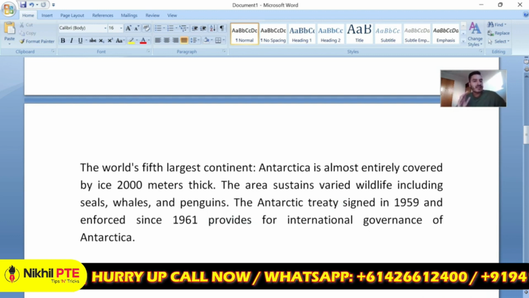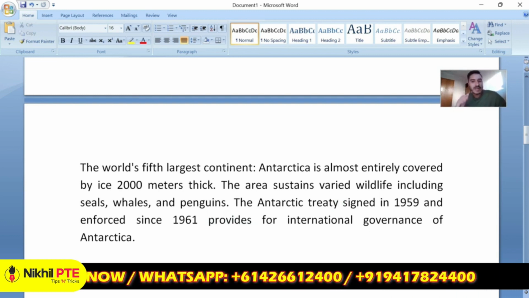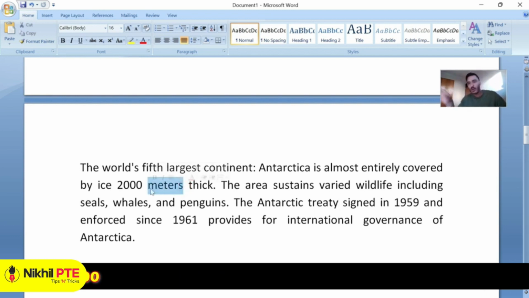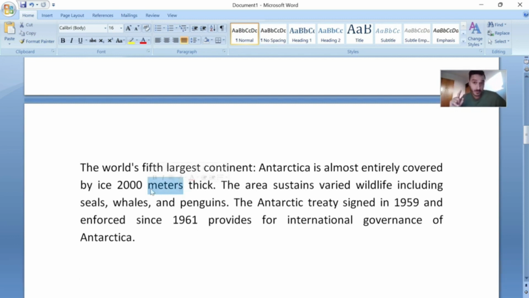The world's fifth largest continent, Antarctica, is almost entirely covered by ice 2000 meters thick. Instead of meters, if you say meter, no problem. Do not correct yourself, but do not do it every time.